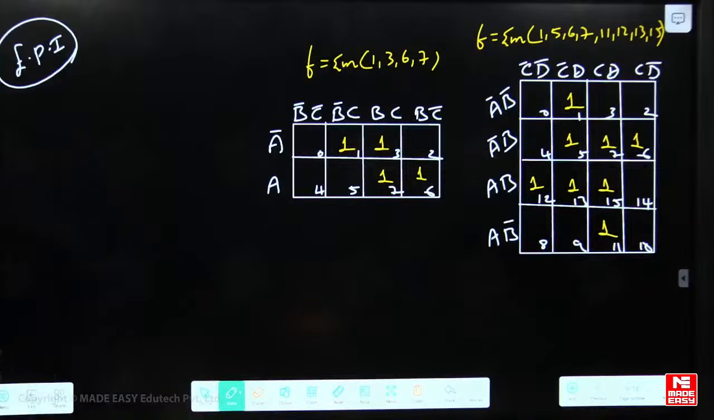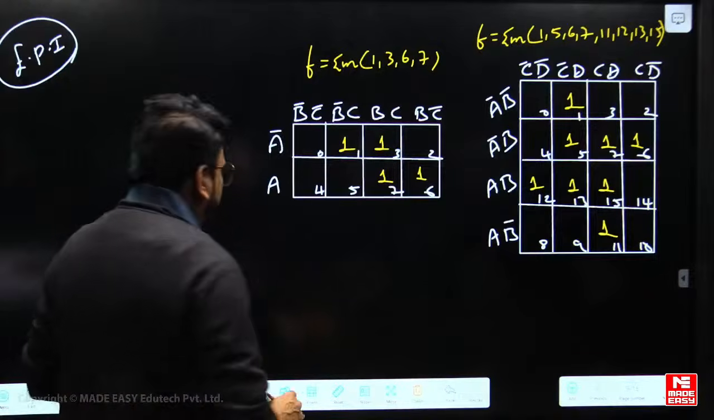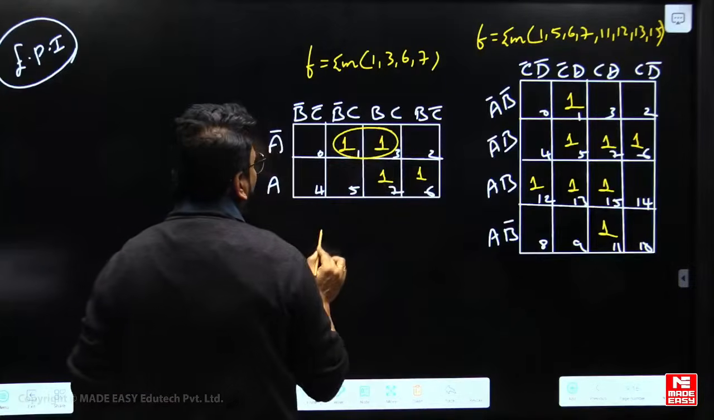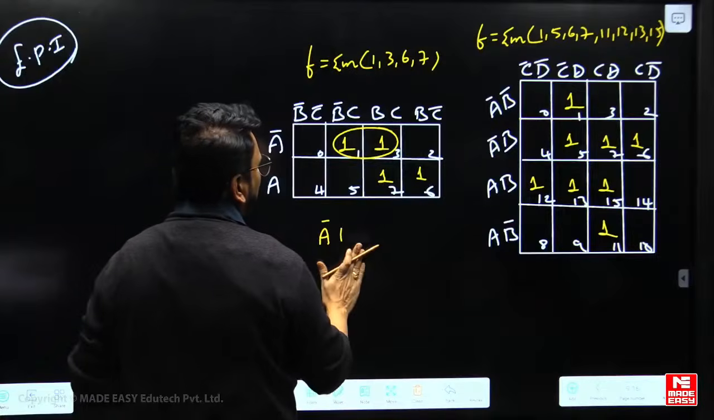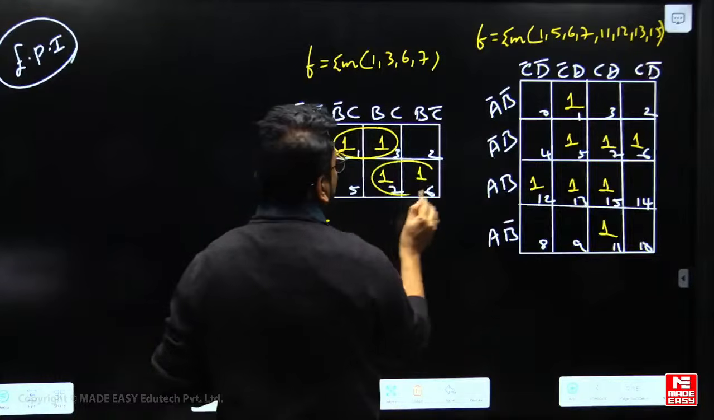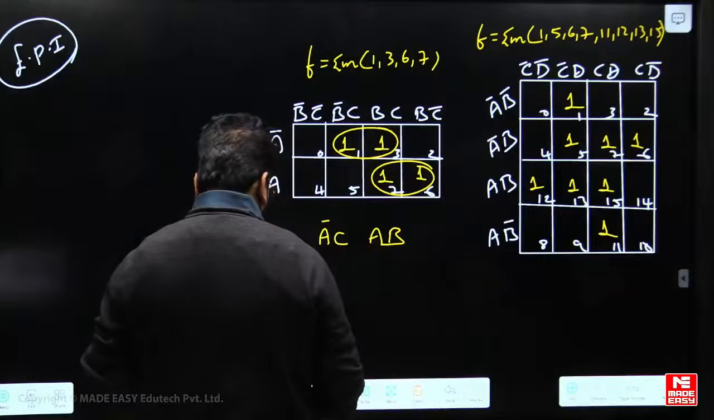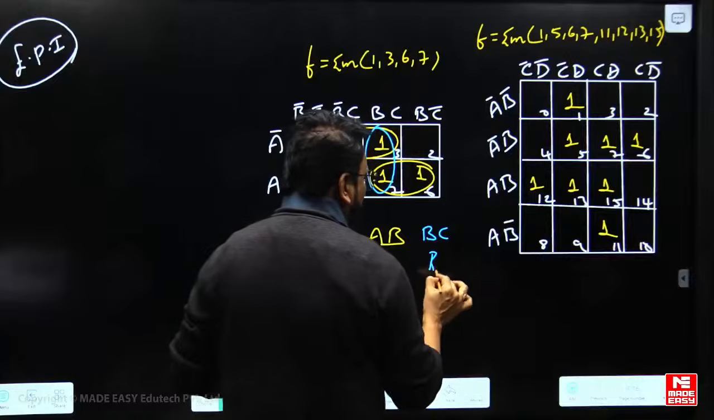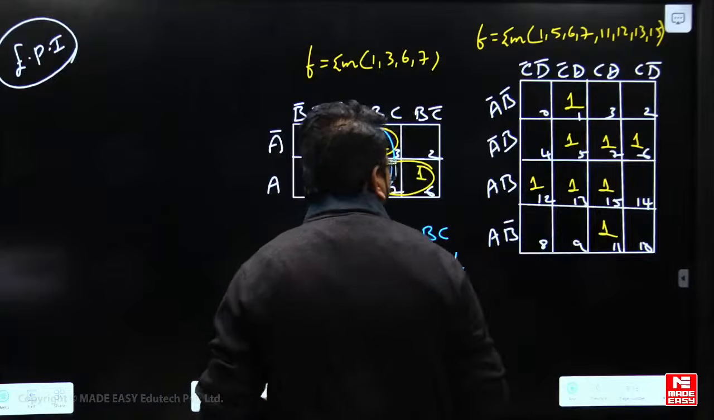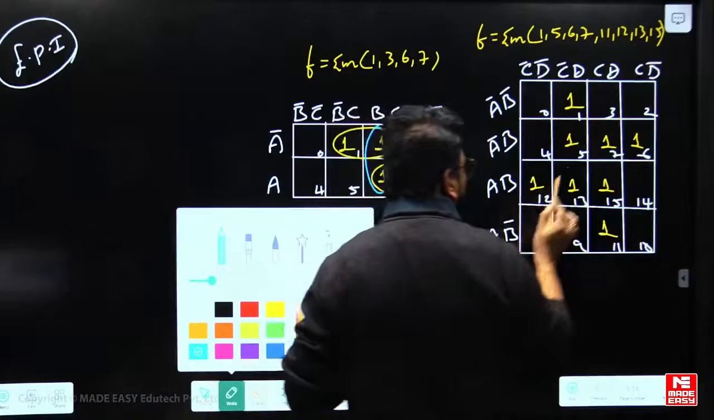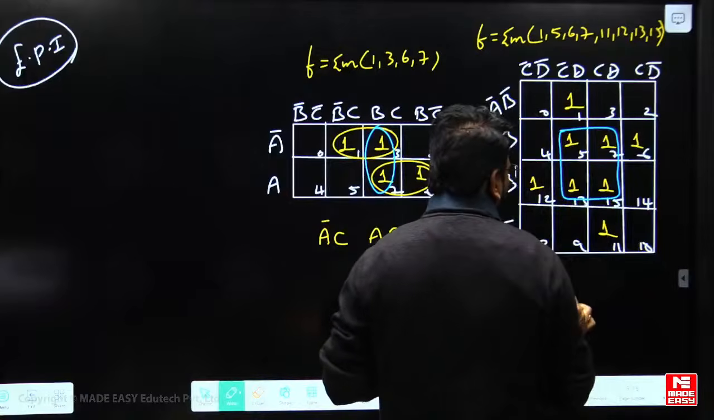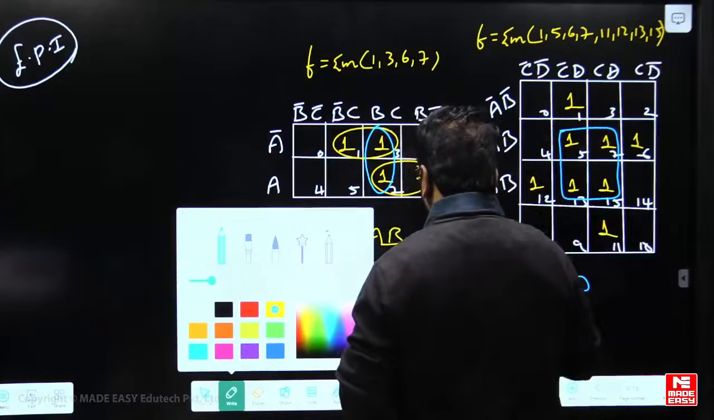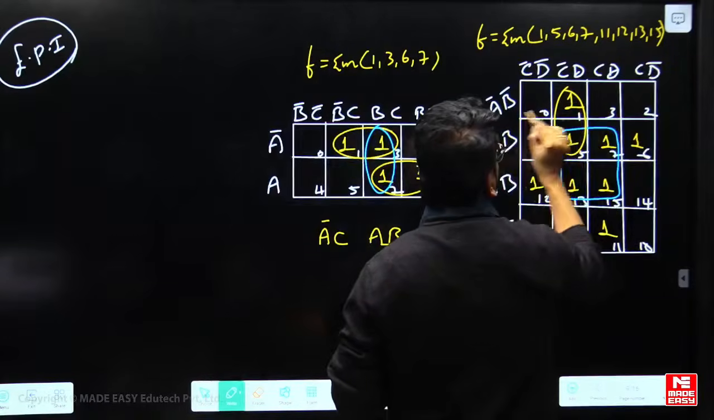Right. In this one, let me focus on that. Here, this is a group which we are having. This is the A bar C, and this is a group we are going to get. This is AB. As you know, if you made this one as a group, BC is going to be a redundant group. Now here you come to the first higher order grouping, the quad from which we are going to get BD. And if you make the grouping of these two, we are going to get A bar C bar D.